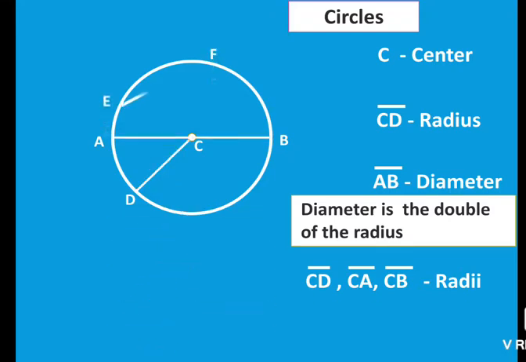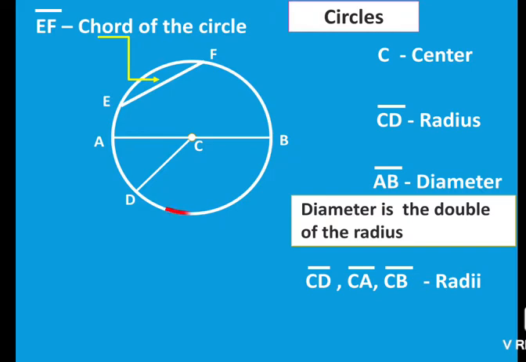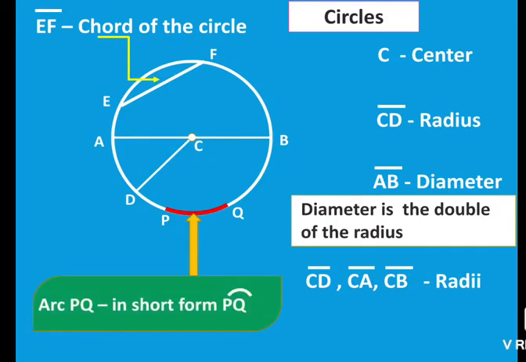Okay. Next, if we join a line segment from E to F inside the circle, then this line segment EF is called a chord of the circle. Next, a small red curve is here. We name its ends P and Q. This is an arc of a circle. Arc PQ. In short form, we write PQ with a small curve above it.